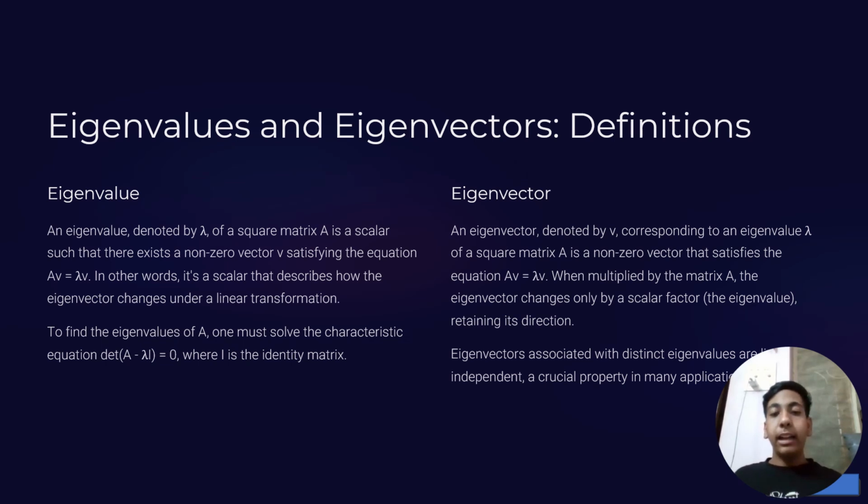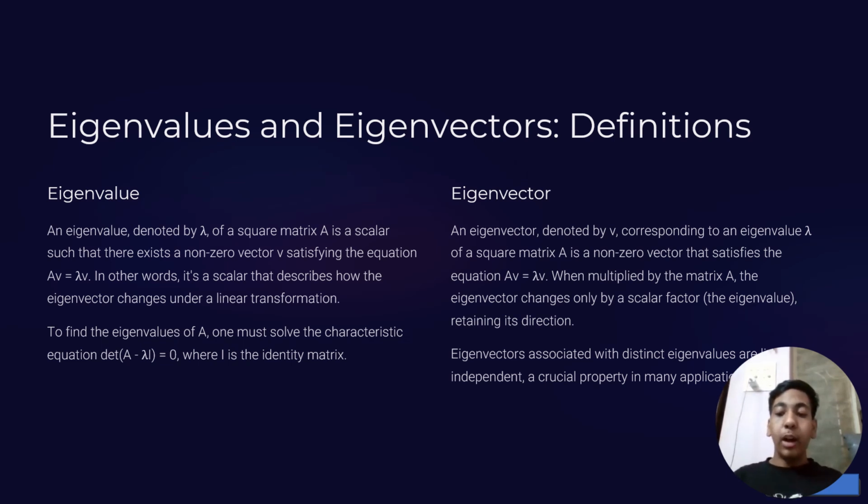First, eigenvalues. What are eigenvalues? Its definition: eigenvalues are numbers such that when a matrix multiplies a vector, the result is just a scaled version. For example, here in the slide we see A v equals lambda v. In such an equation, the scalar describes how the eigenvector changes under the linear transformation. To find the eigenvalues of A, we have to solve the equation determinant of A minus lambda I equals 0. Here I is the identity matrix.